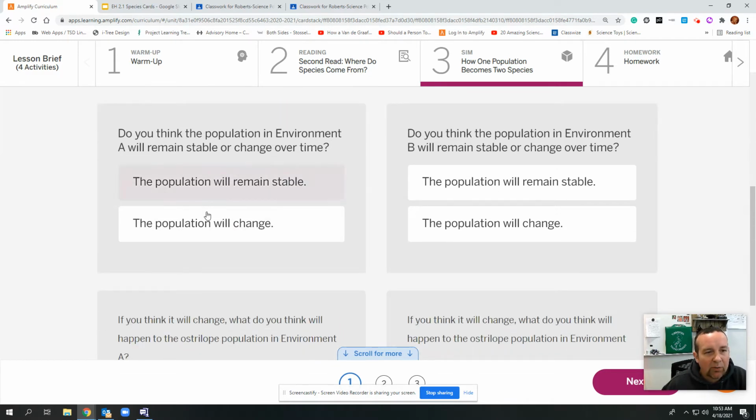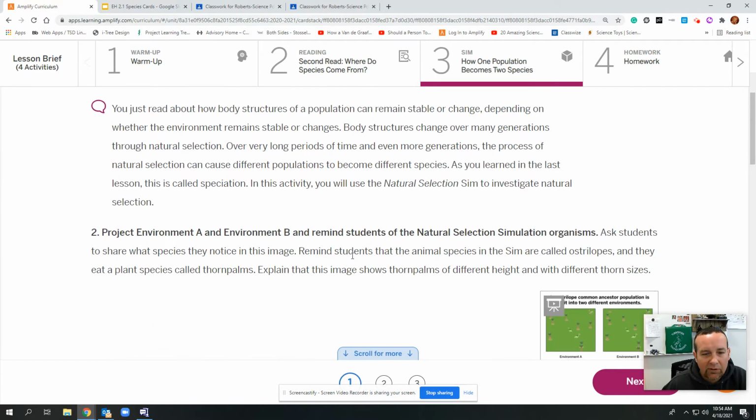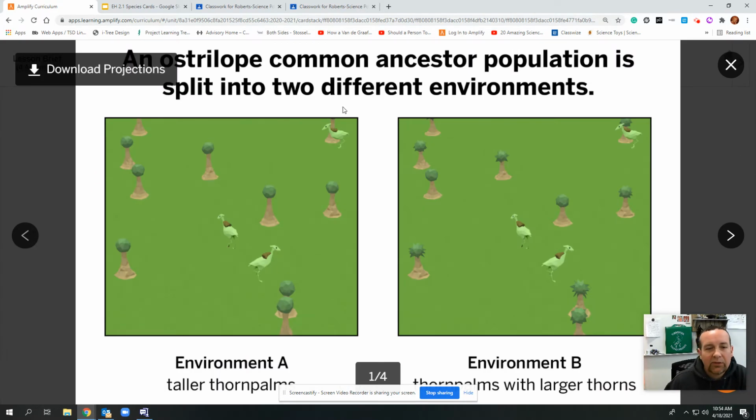So make a prediction here. Actually, before we go any further, let's take a look at this. This is what our sim is going to look like. These are the australopes. These are the thorn palms, and we're going to try to make these taller over time and let these critters run around here and reproduce, and we're going to see if they eventually adapt to that change in the environment.